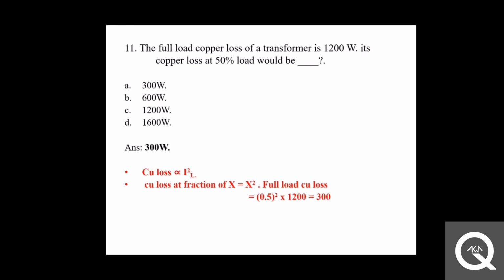We know that copper loss is directly proportional to the square of the load current. So, the copper loss at X fraction of load is equal to X square into full load copper loss. Here, it's asked for 50% load. So, 0.5 square into 1200 is equal to 300.